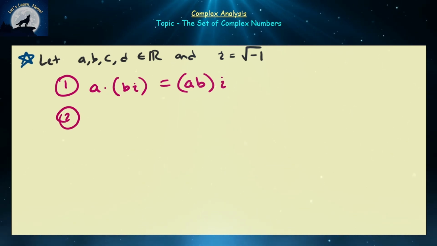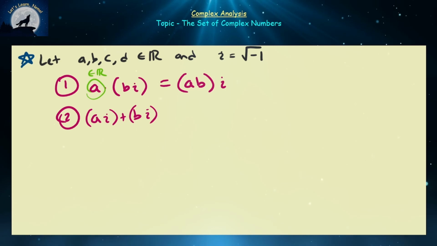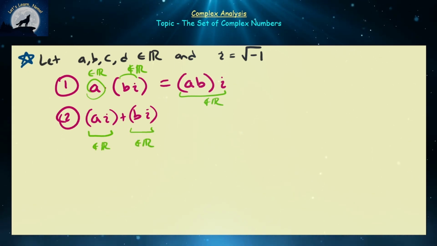The next object I want to look at is if we have, for example, ai plus bi. Keep in mind we have this particular object a, which is in the set of real numbers. We have this particular object here, which is not in the set of real numbers, and we get this particular object here, which is also not in the set of real numbers. So what is this going to be? Of course, if a and b are equal to 0, then it is in the set of reals, but generally speaking, it's not.